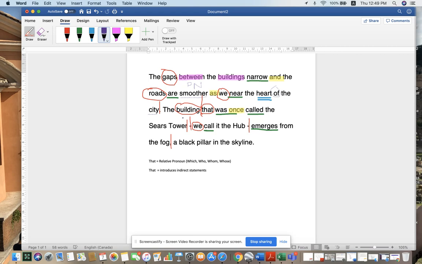So the idea is not that the building was once called the Sears Tower. The idea is that the building emerges.